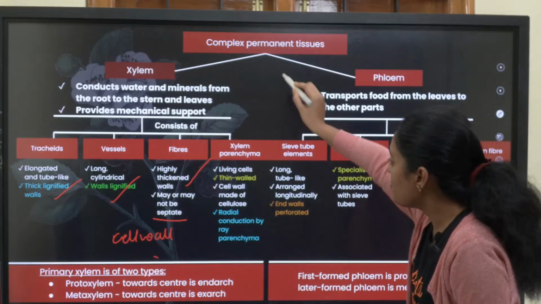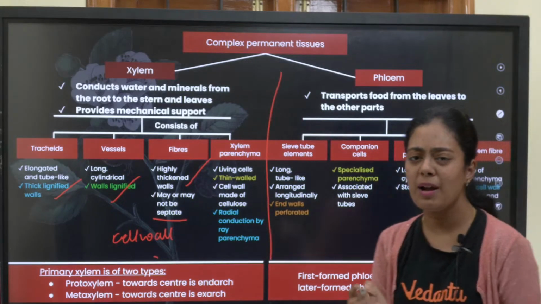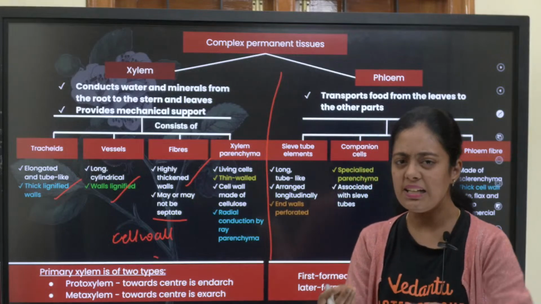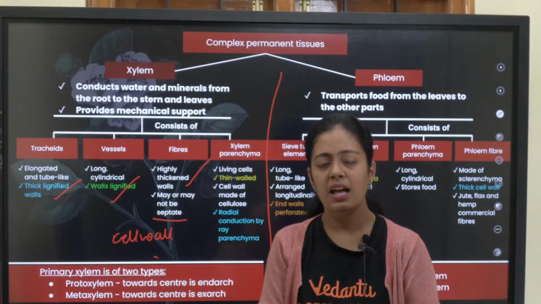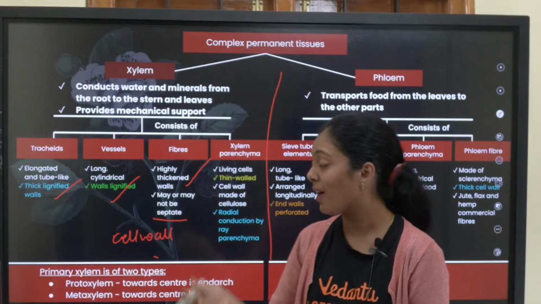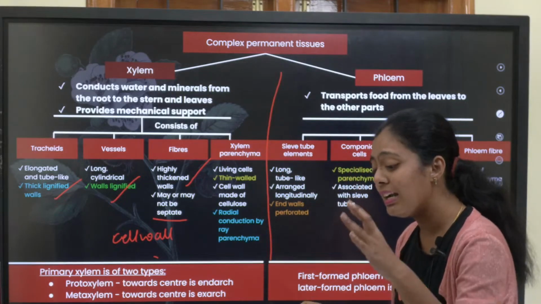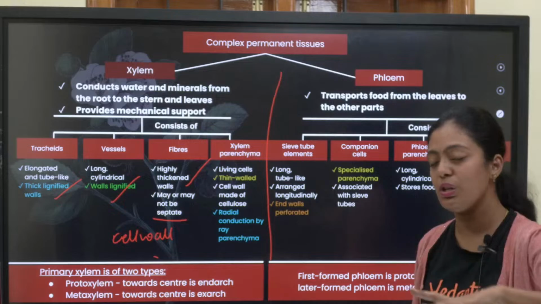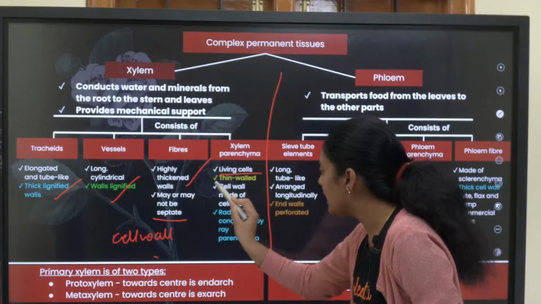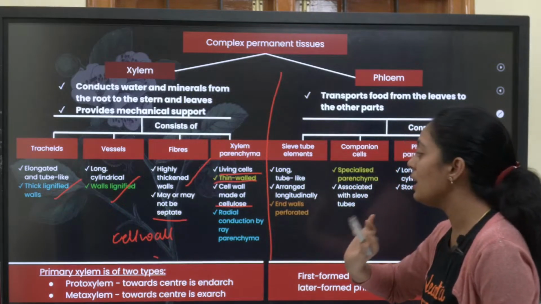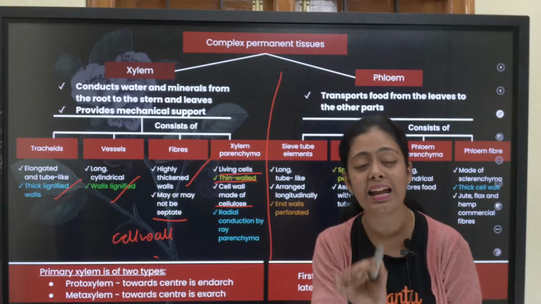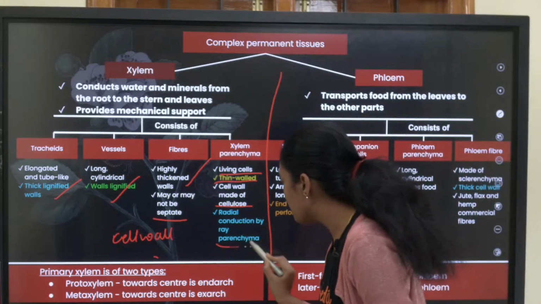Then coming to parenchyma. Certainly the xylem needs food and nutrients, right? The xylem needs to store some things. That is going to be your xylem parenchyma. Yes, only xylem parenchyma is living. Absolutely correct. They are living cells with thin walls. The cell wall is made up of cellulose, and radial conduction is carried out by parenchyma.